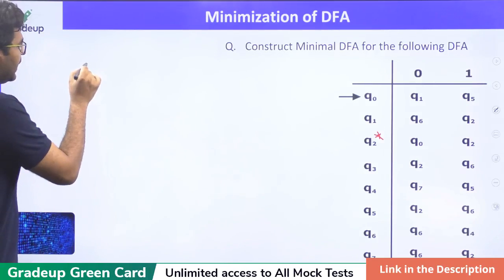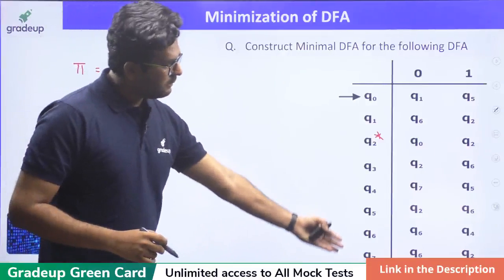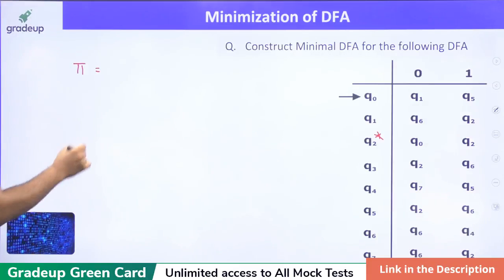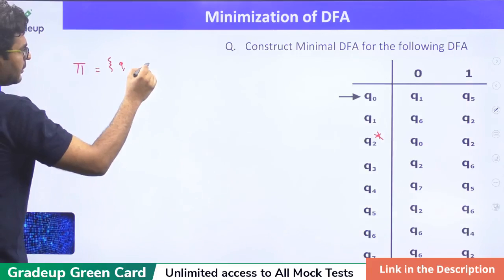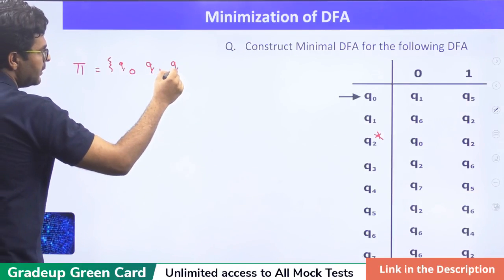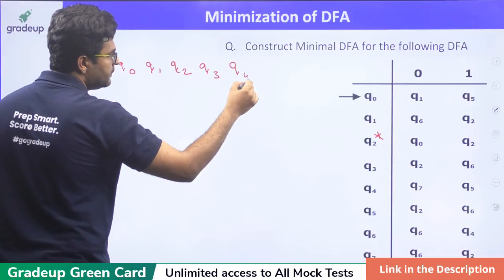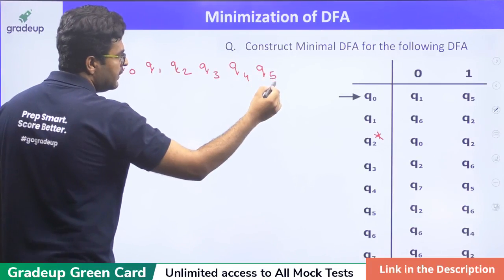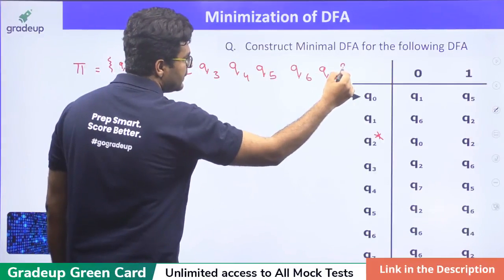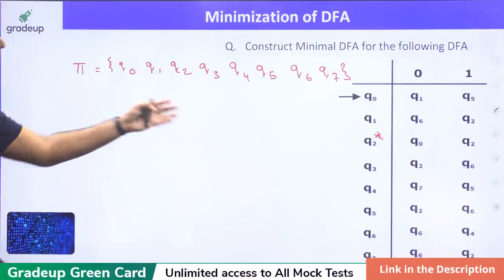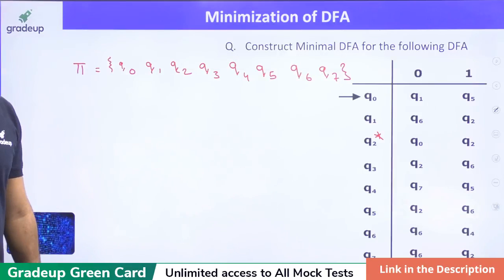First of all, I'm writing pi. Pi means all combinations of states. Pi is nothing but all the states, starting from Q0, Q1, Q2, then Q3, Q4, Q5, Q6 and Q7. So this is nothing but all the states which are given in the automata or in the question.